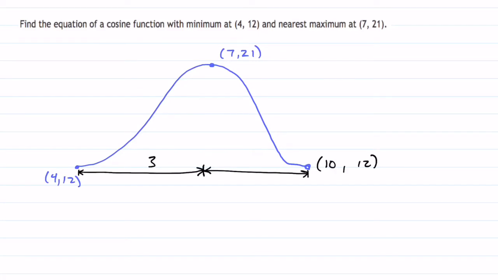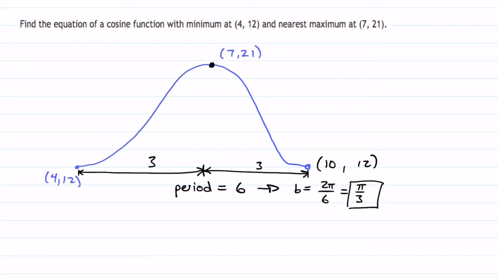So that means it's 3 to go from min to max and another 3 to go from max to min. Those two 3's make up the period of this function, which is 6. Once we know the period, we can find the b value by going 2 pi divided by the period, which is 6, which reduces down to pi over 3. So now we got the b value.